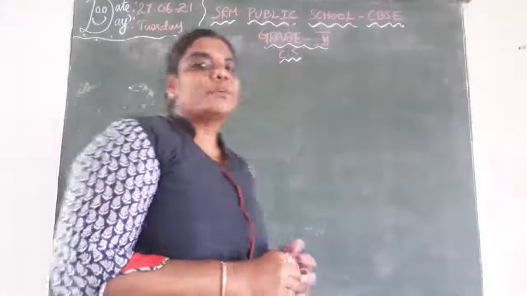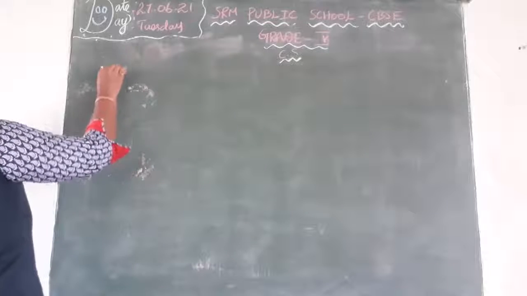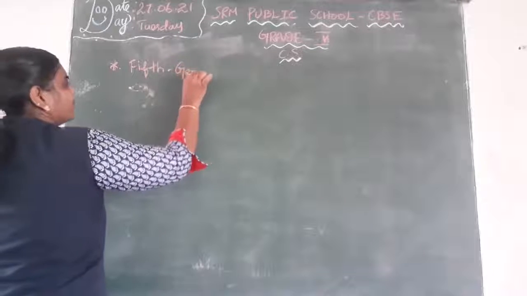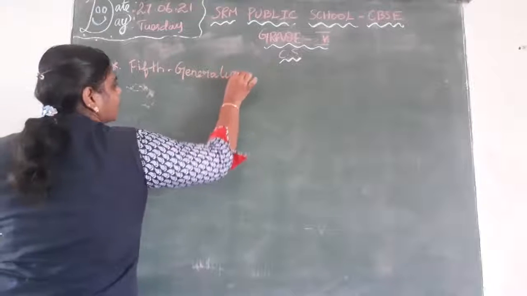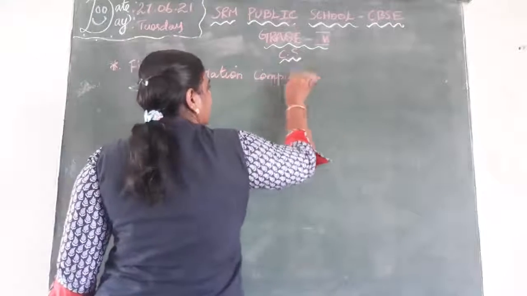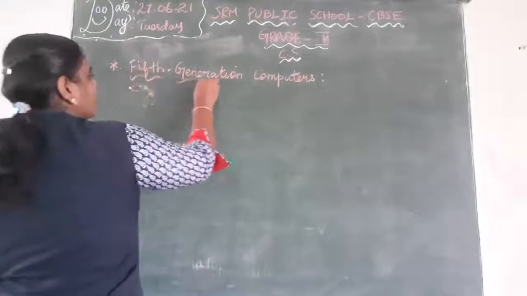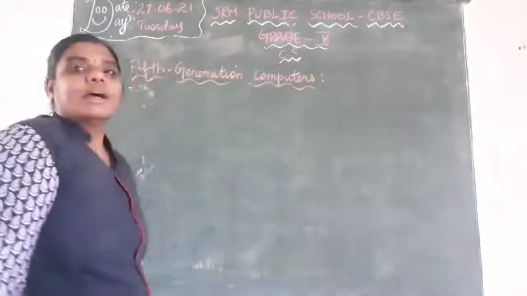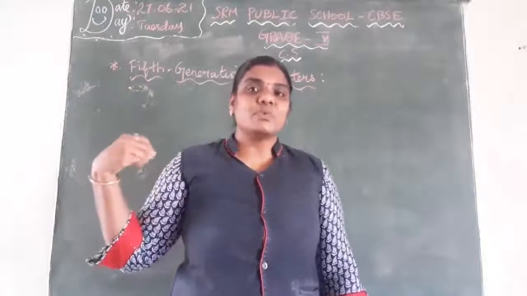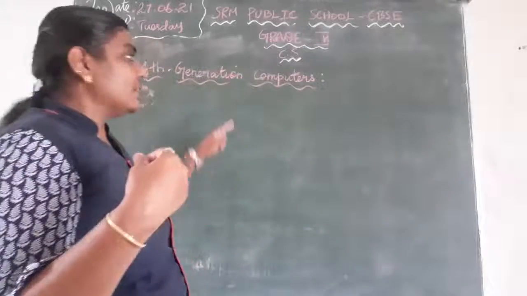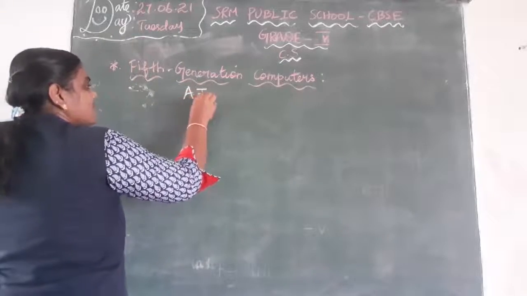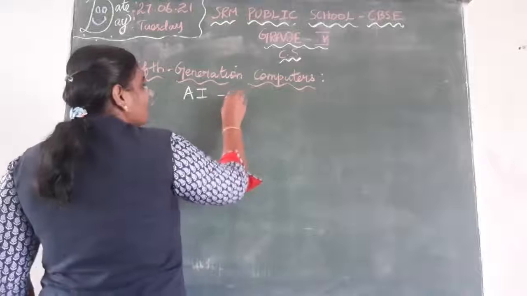The next one, fifth generation of computers. Nowadays also most of them are using fifth generation computers only. So the device name is AI. What is the device name? AI. The full form of AI is artificial intelligence.